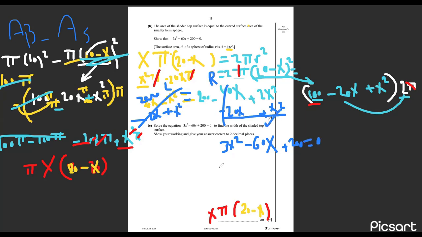Now solve the equation. You can use a calculator to get the final answer for this, which we cannot factorize, so you're going to solve it with your calculator.